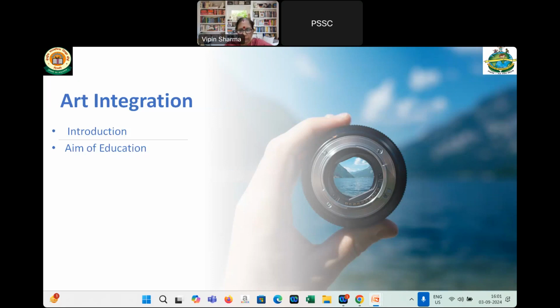Today we are going to handle the topic art integration. The National Education Policy 2020 emphasizes the importance of innovative teaching methods, with a specific mention of art integration as a transformative pedagogy. Art integration nurtures creativity, encourages students to explore innovative ideas, express themselves, and think out of the box. NEP 2020 is a very, very important move in the field of education.